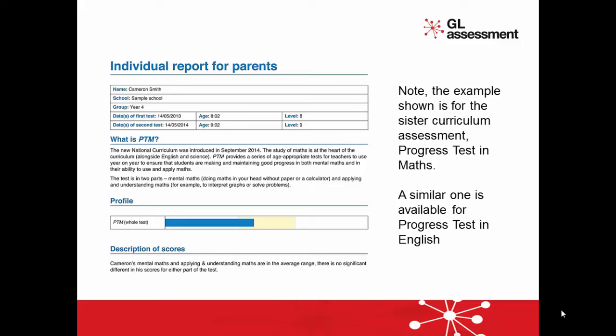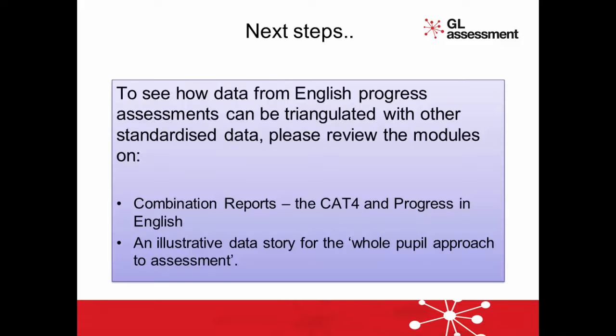It will be exactly like that for progress test English, except where it talks about the profile with that single bar, there will be two bars, one for the English skills and one for the reading comprehension. But that information plus information in a narrative style will be available also for parents. It's very important, I think, that they also know what it is we're trying to achieve with their child and how they can support the process.